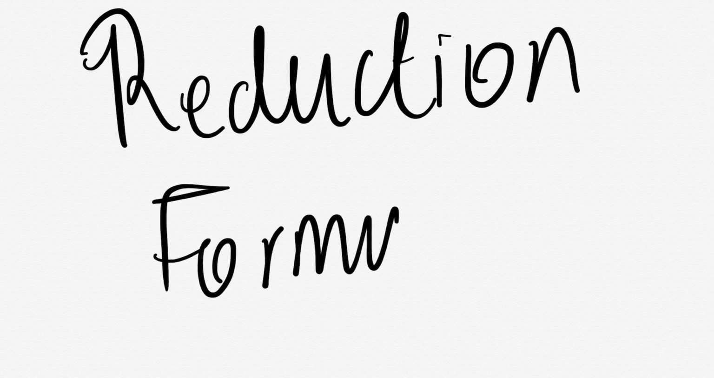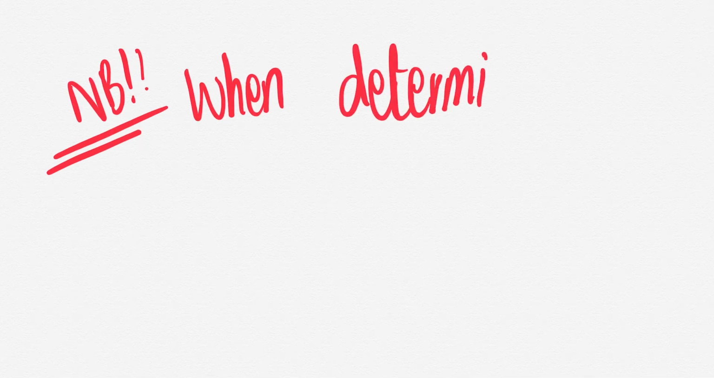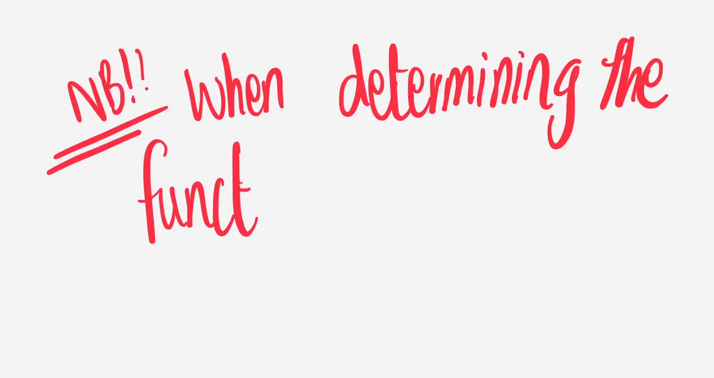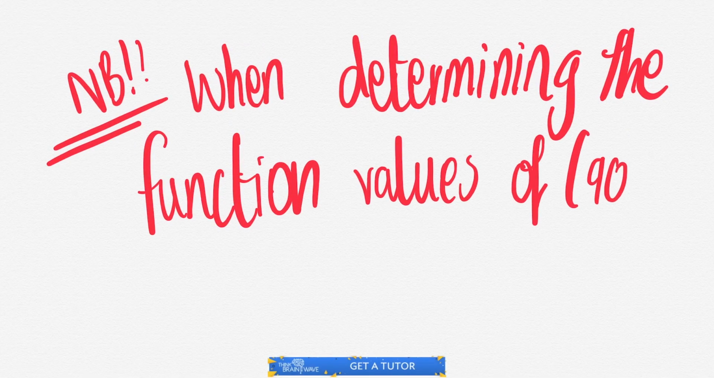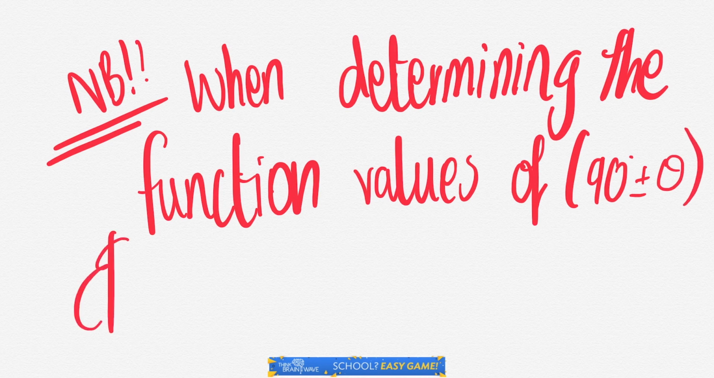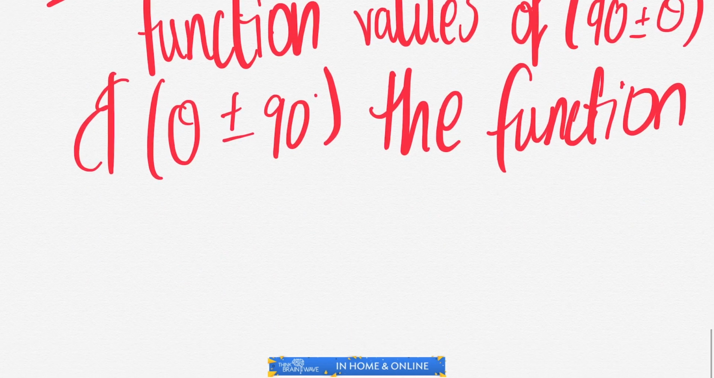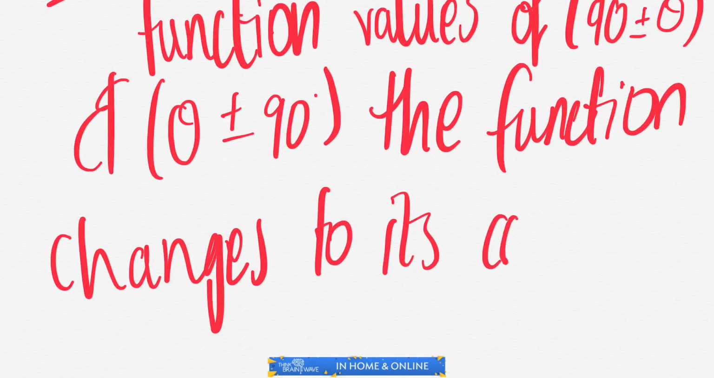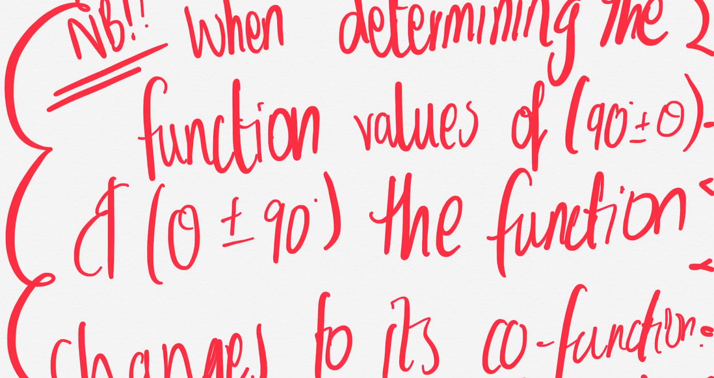Now let's do the reduction formulae. Reduction formulae work as follows. Take good note of this, it's very important. So I'll put it in red and nota bene. When determining the function, for the values of 90 degrees plus or minus theta and theta plus or minus 90, the function will change. And we call it, it changes to its cofunction. Take good note of that. You'll see what happens when you use sine and cos.